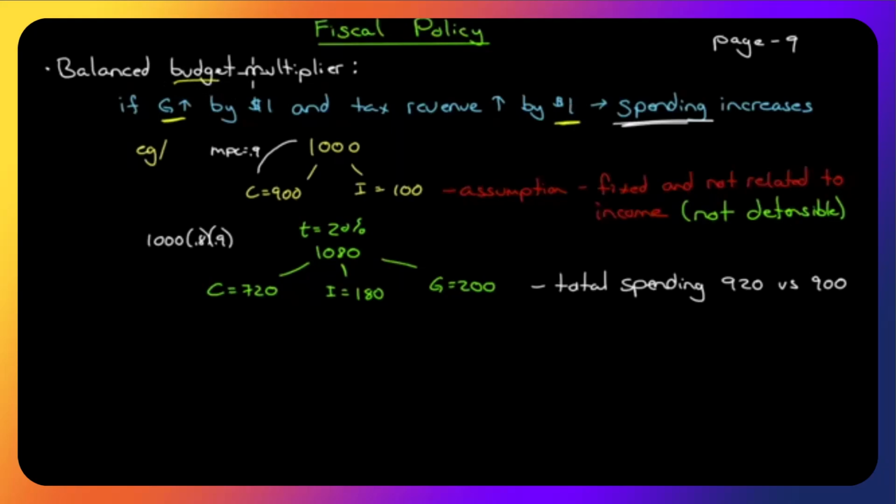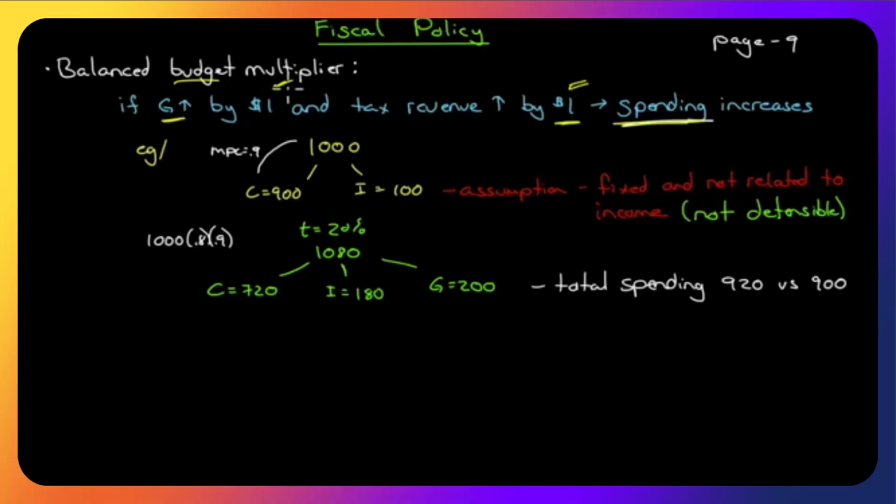The government decides we want to spend $1 more, so it decides to raise taxes somewhere and come up with $1 more. That spending increases. Total spending in the economy increases, which seems counterintuitive because you would think, well, wait a minute. If you take $1 from someone else, they're not going to spend it.